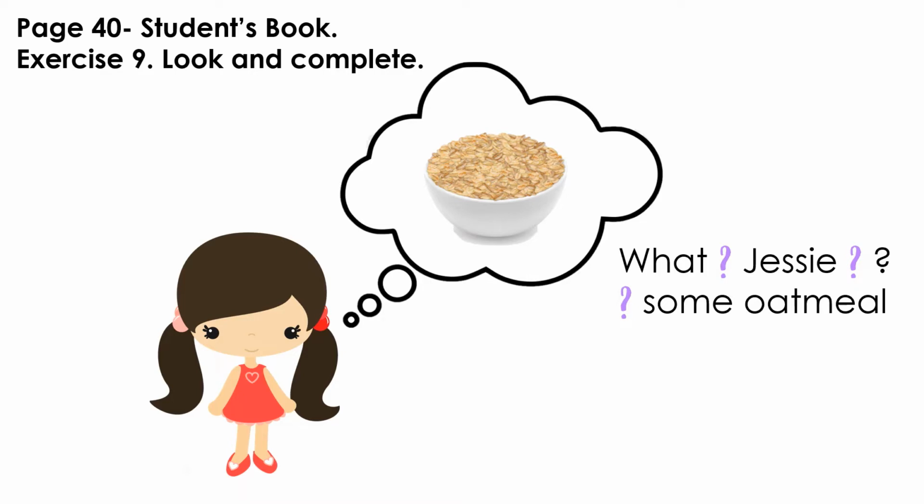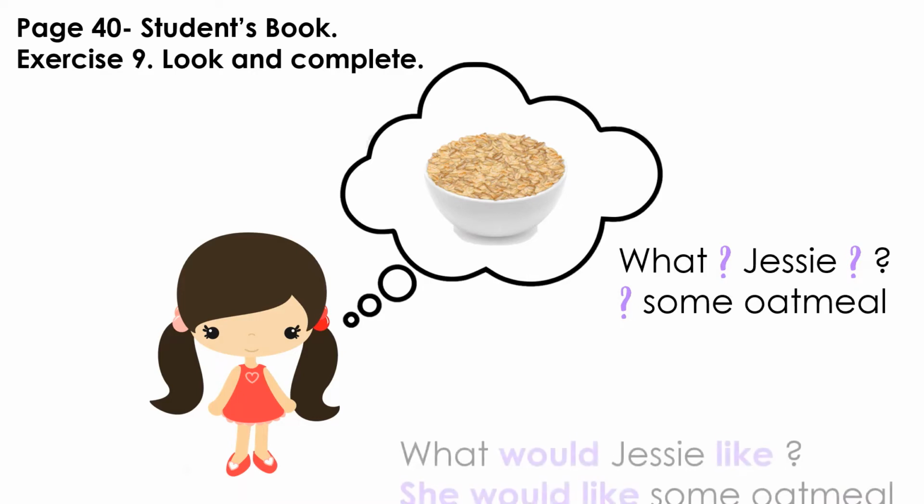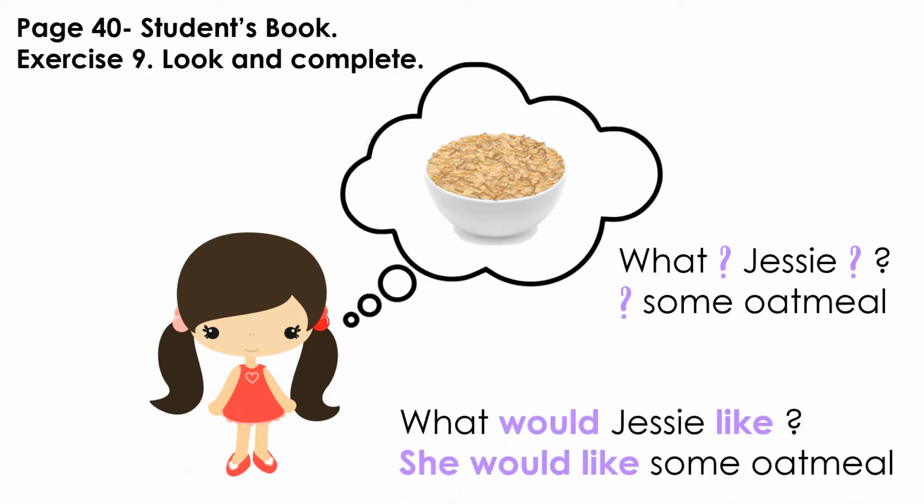For example, we have in the book, what blank Jessie blank question mark, blank some oatmeal. The answer will be, what would Jessie like? She would like some oatmeal. Now it is your turn. Answer from 2 to 4.